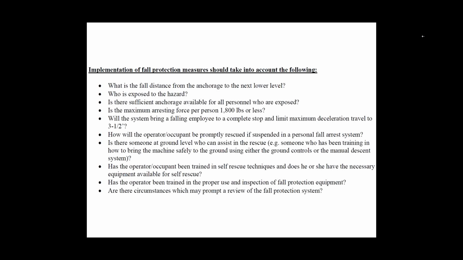Will the system bring a falling employee to a complete stop and limit the deceleration travel to 3.5 feet? How will the operator or occupants be promptly rescued? We need to look into a rescue plan. I'll get into that shortly. Has the operator or occupant been trained in self-rescue techniques? Has the operator been trained in the proper use and inspection of his harnesses? Are there circumstances which may prompt additional investigation into what type of system we may need if he's involved in different worksite applications?